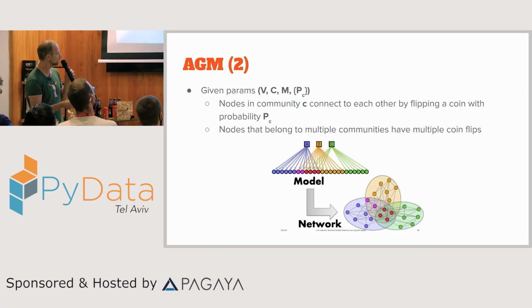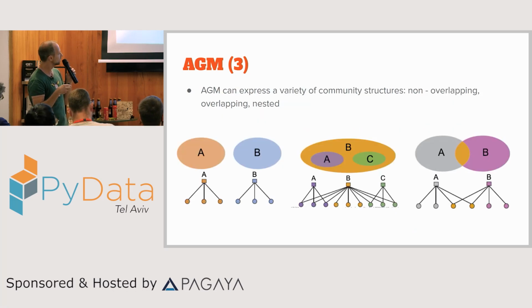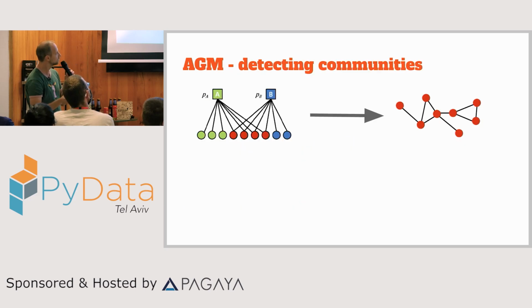which is quite easy because we take all the nodes as is, and then we flip a coin for the connection within each community. And if a node belongs to a few communities, we flip a few coins. We can see that this AGM model is quite flexible because it can describe multiple communities. It can describe overlapping or nested or non-overlapping, like the Louvain. Any type of community will work here.